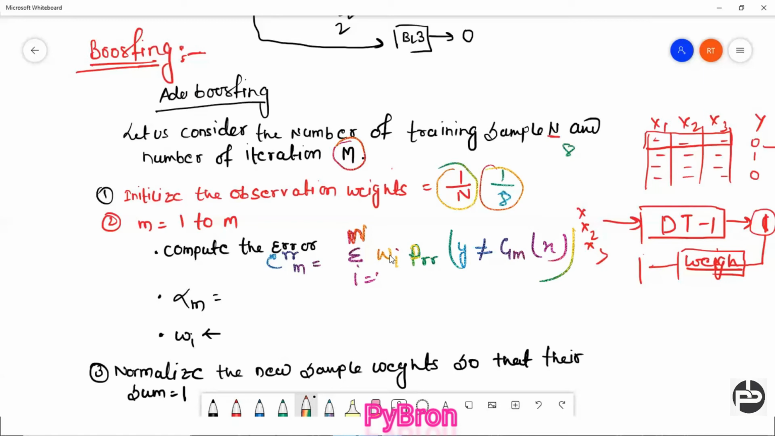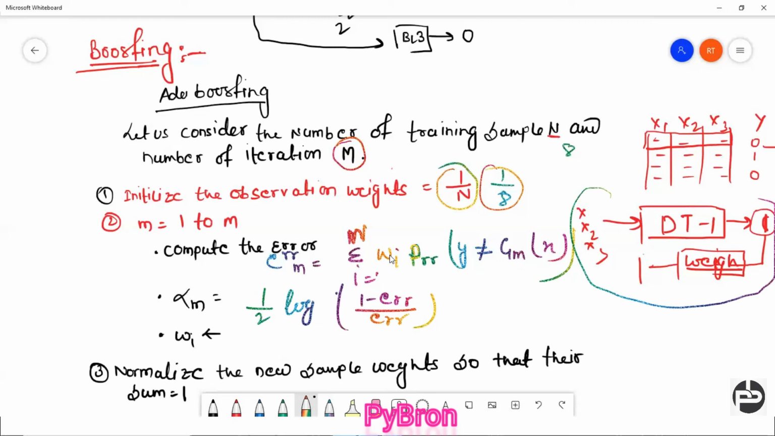How we can calculate the alpha m value is nothing but 1 by 2 log of (1 minus e) divided by e, where e is the error term. So we can calculate the alpha m. If you are able to get alpha m, then we have to change the weight, right? As I told you, if you look at this diagram, initially we have the same weights, right?